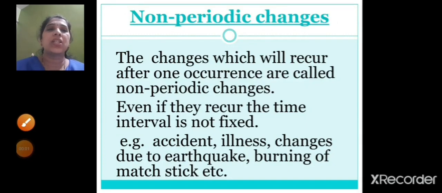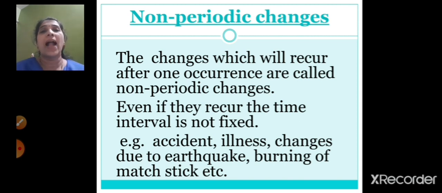What are non-periodic changes? The changes which will not recur after one occurrence are called non-periodic changes. Even if they recur, the time interval is not fixed. They will occur only once, and even if they occur again, the time interval will not be fixed, like in the periodic changes. After day and night pass, the next day at the same moment there will be day and night again, so there is a fixed interval of time. Here there is no fixed interval.